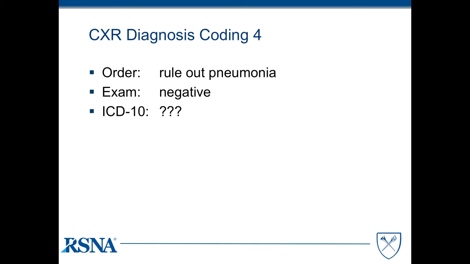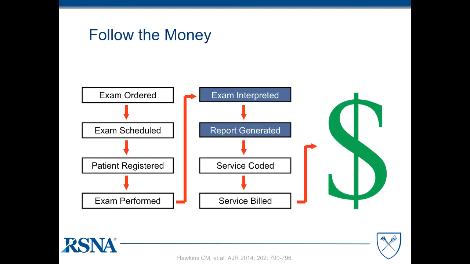Here, the order says it's the dreaded, rule out pneumonia. Your impression, normal examination. How are your coders with that information going to be able to apply an ICD-10 code? The bottom line is they can't. And you're not going to have adequate diagnostic information to be able to support the claim, and you're not going to have the complete information necessary to even submit that claim. So again, this is going to go back to this follow the money approach here. When all you have is rule out pneumonia or rule out anything as your history, you've missed many opportunities to capture medical necessity. Look at all those steps that happen before you interpret an examination and generate your report.